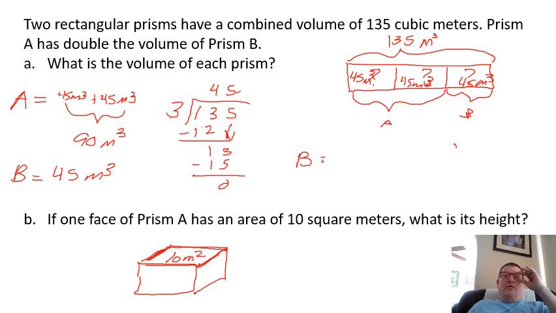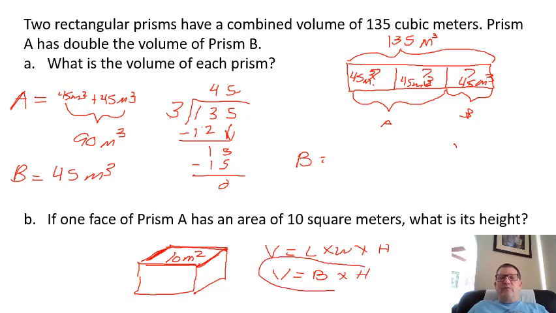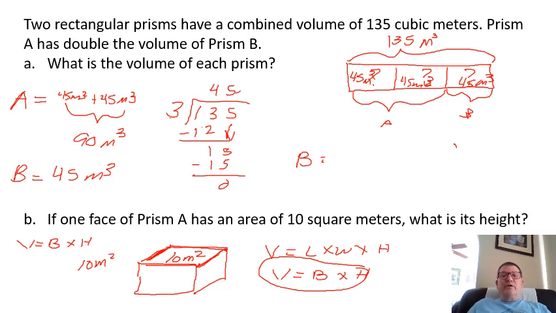Now I know that volume equals length times width times height, or the volume equals area of a base times height. So this is the formula I'm using right now. So volume equals area of a base times height. And we know the height is 10 meters. Excuse me. I know the area is 10 meters squared. Okay. Let me erase that and put it back in the right place. So the area of the face here is 10 meters squared times height.